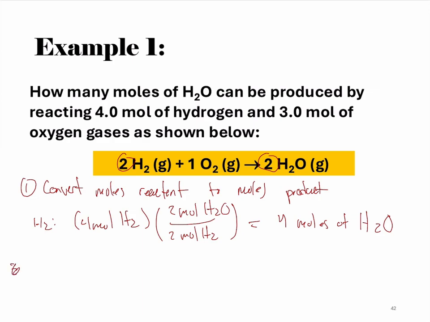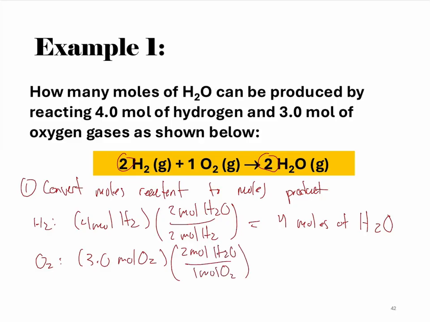Then we also have to do this for oxygen to see if oxygen then limits the reactant. So oxygen, we start off with 3 moles of oxygen. What's the molar ratio for oxygen to water here? 2 over 1, 2 moles H2O per 1 mole O2. And so now we're going to make 6 moles of H2O. All right, so which reactant here limited the number of sundaes we could make?